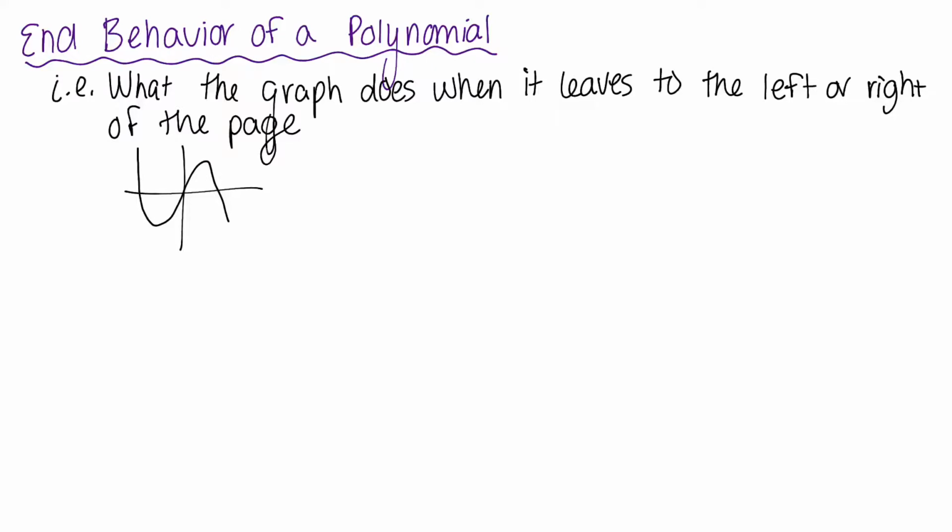So if I draw a really crappy picture right here, and let's say that my graph looks like this, the end behavior is just the fact that when it goes off to the left here, it goes up, and when it goes off to the right, it goes down. So the end behavior is just what's happening at the very edge of your graph as it leaves your page. And this is going to depend on two different things. Maybe I should just leave that picture there. One, it's going to depend on the degree, whether it's even or odd.